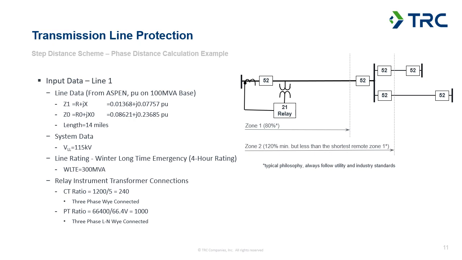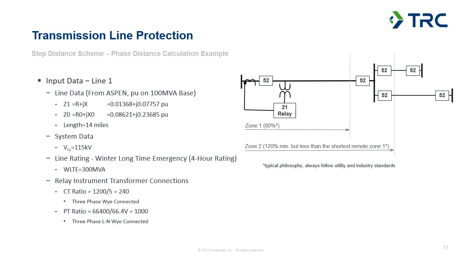So taking a closer look at some of the input data, we've got our line here, line 1, and a lot of the stuff we're going to be able to pull right out of Aspen one-liner. So if you go and look at the transmission line model within Aspen, you'll see that everything's set up in per unit. So here we've got positive sequence and zero sequence impedance parameters in a rectangular form, so R plus jX type form.